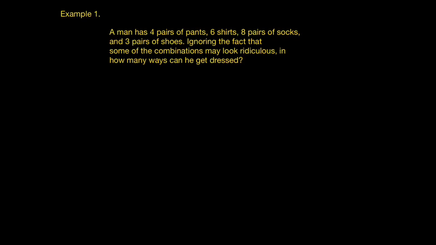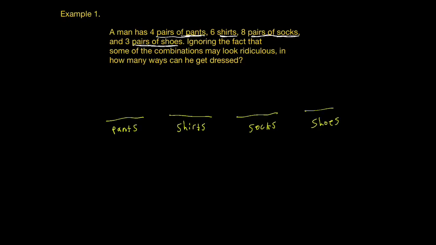So example 1, it says, a man has 4 pairs of pants, 6 shirts, 8 pairs of socks, and 3 pairs of shoes. Ignoring the fact that some of the combinations may look ridiculous, how many ways can he get dressed? Here I'm going to begin creating my placeholders, and then I'm going to start filling in the blanks. For this problem, you can see that I have 4 stages. The first one are the pairs of pants, the second one are the shirts, the third one are the pairs of socks, and then the last one, the fourth one, are the pairs of shoes.